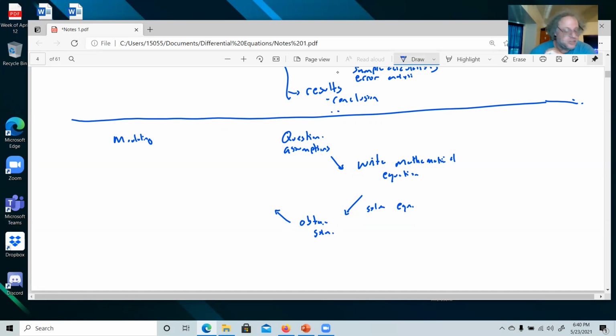So then we are going to check the model. Check your model results with actual data, with reality.